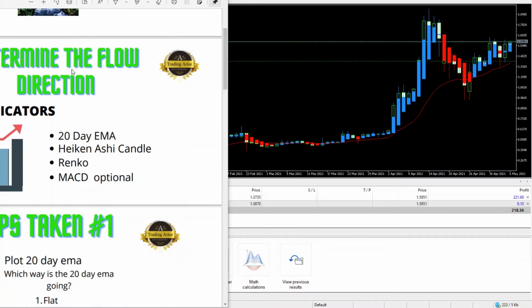Determine the flow direction by using a 20-day exponential moving average, Heikin Ashi candlesticks, a Renko if your charts allow it, like TradingView, but the MT4 and the MT5 unfortunately don't have the Renko, which is excellent to measure momentum, and a MACD if you want to confirm your trade. Stay towards the end. I will show you how you can trade without the Renko.